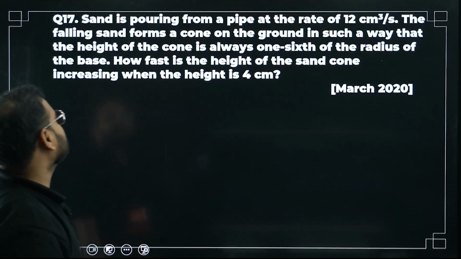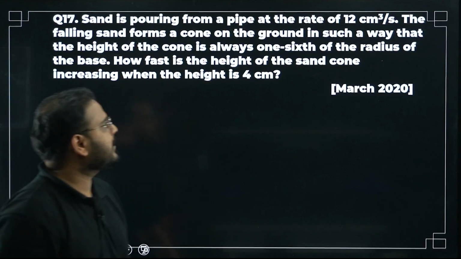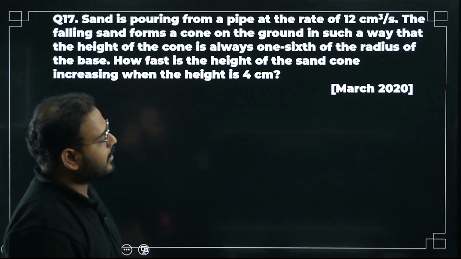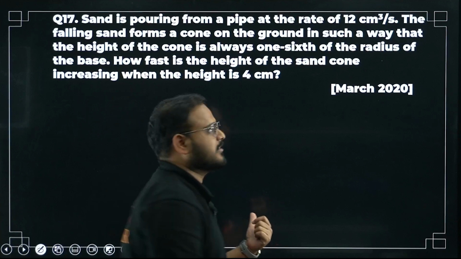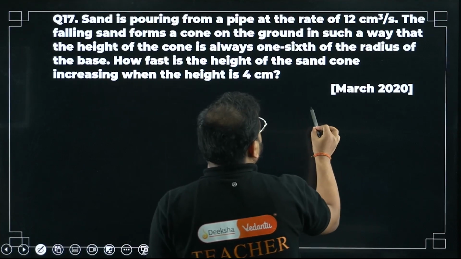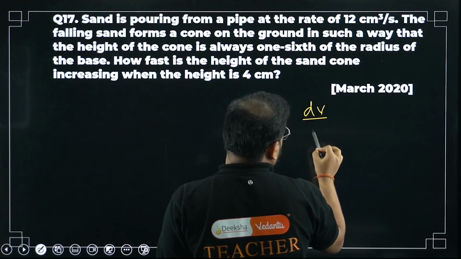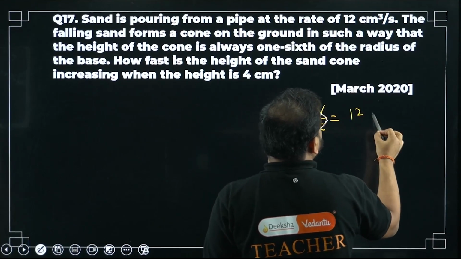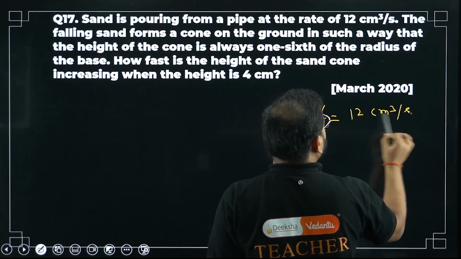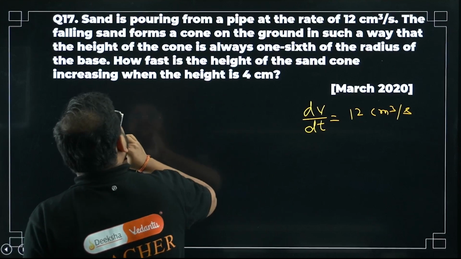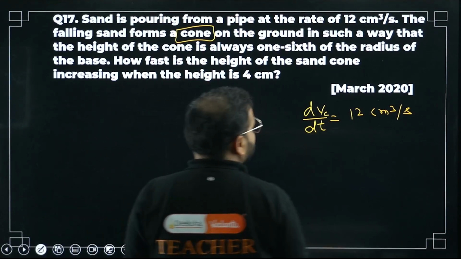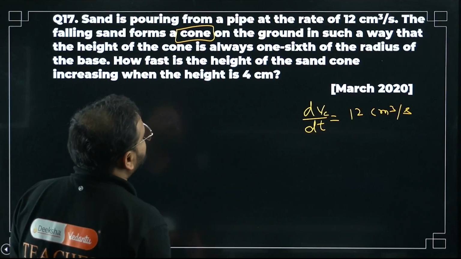Question number 17. Sand is pouring from a pipe at the rate of 12 centimeter cube per second. It means the volume change is given. But what type of volume? We'll see that, they must have mentioned. The falling sand forms a cone, so volume of cone. The given volume change of the cone is 12 centimeter cube per second.